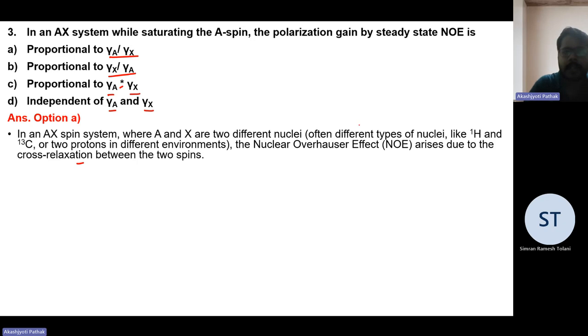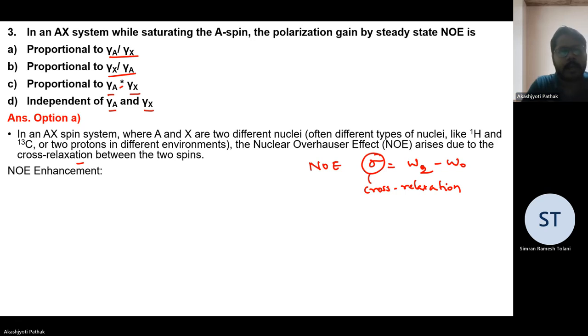In our earlier questions also, we have seen that this NOE, the net effect, we get from sigma, which is equal to omega 2 minus omega 0. So this is known as what? Cross relaxation. Cross relaxation between the two spins, between the two spins A and X.